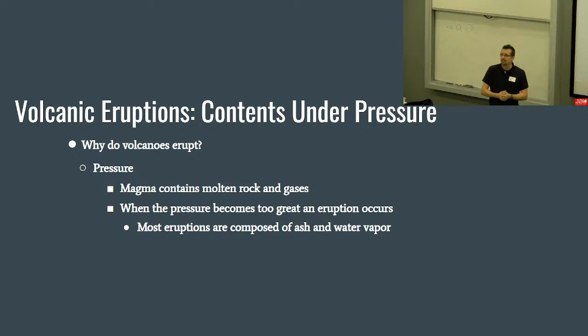The pressure is released. So remember the difference between magma and lava: magma exists beneath the surface of the earth, right? Magma is molten material that is yet to be extruded, and lava is molten material that has found its way to the surface, right? But magma contains molten rock and gases. So as it says on the slide, when the pressure becomes too great, an eruption occurs. So like when I shook up this bottle, and if I were to open it, the contents would erupt upward and outward. And as it says, most eruptions are actually composed of ash and water vapor.